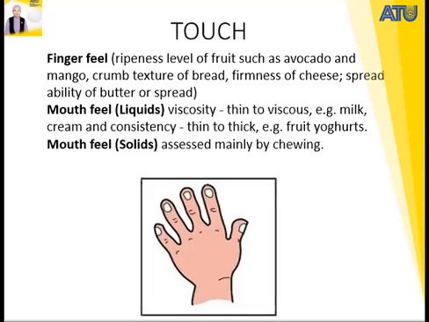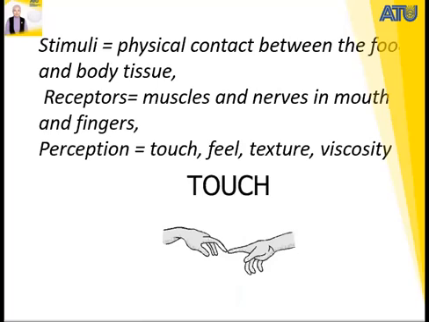Next is mouthfeel related to solids. It is assessed mainly by chewing. By chewing, we can feel how much force we use to chew it. This group of perceptions is generally described as the sense of touch. It can be divided into some parts: the tactile sense and skin feel, and kinesthesis, the deep pressure sense of proprioception, both sensing variations in physical pressure.